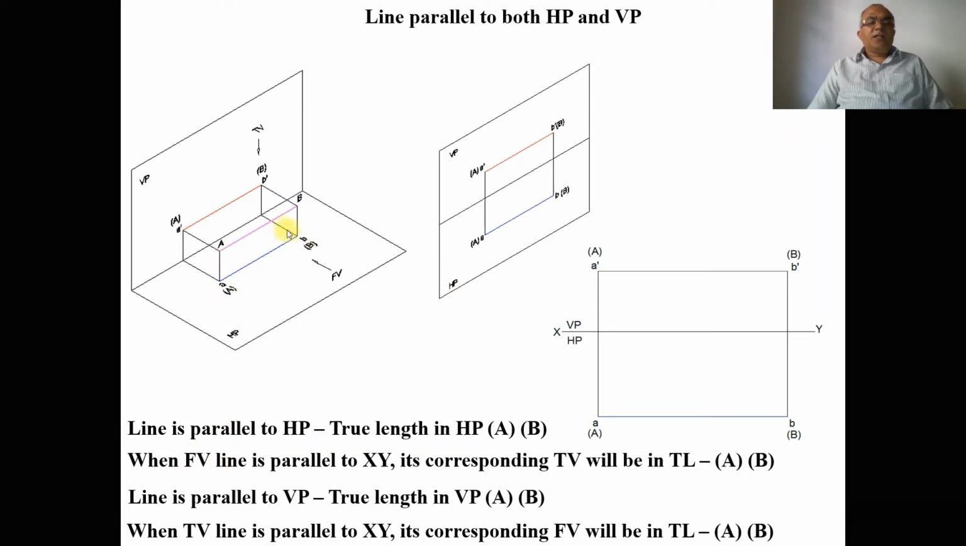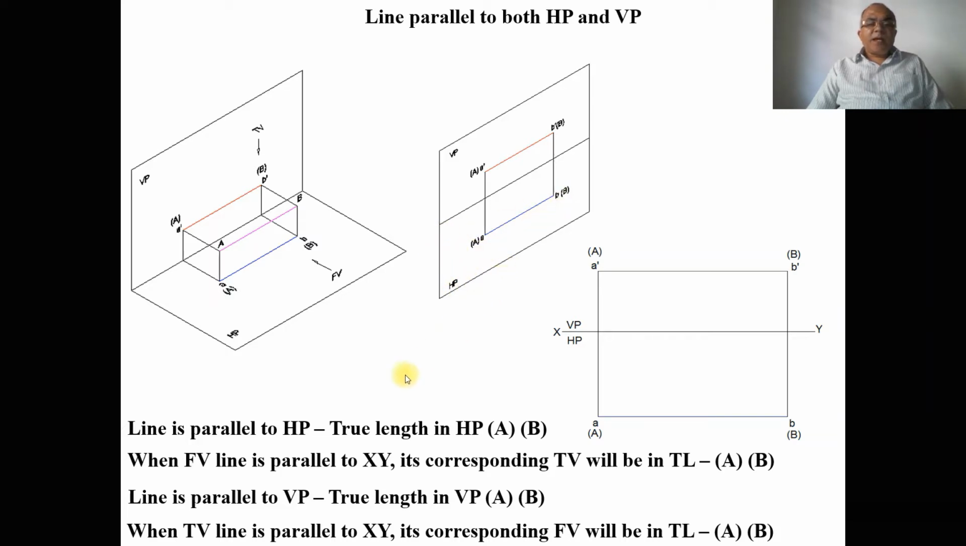Similarly, in other words, the front view line is parallel to XY. This is the XY line. When it is rotated by 90 degrees, we can see that the vertical plane is always fixed. A dash B dash is above the XY line, and AB will become below the XY line. And when the front view line is parallel to XY, its corresponding top view, that means if A dash B dash is parallel to this XY line, then its corresponding top view AB will be in true length, capital A and capital B.